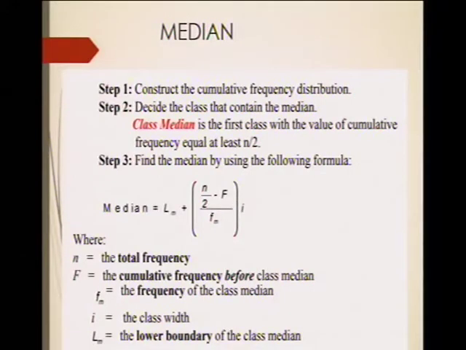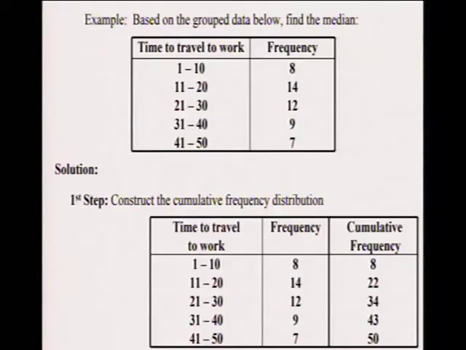And then for the median, you have the formula as shown on the screen. You just have to understand what each of them stands for, and I've written it out for you. N is the total frequency, F is the cumulative frequency before the median class, Fm is the frequency of the median class, I is the class width, and the lower boundary of the median class is what we call Lm.